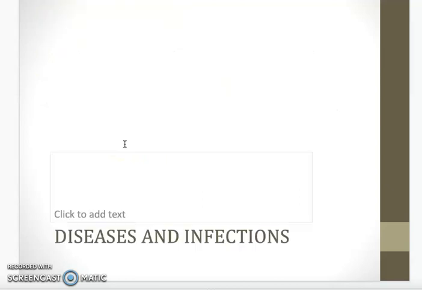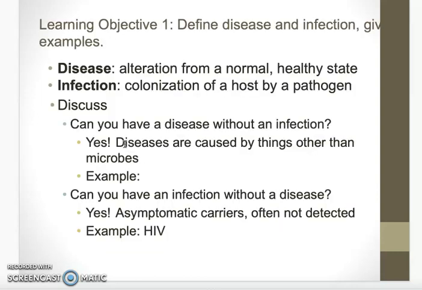Let's start with Objective 1, diseases versus infections. First, we need to establish some good definitions. When we're talking about disease, we're talking about some kind of alteration from a normal, healthy, functioning state. When we're talking about an infection, we're specifically talking about the presence or colonization of a host by some kind of pathogen or a disease-causing microbe.